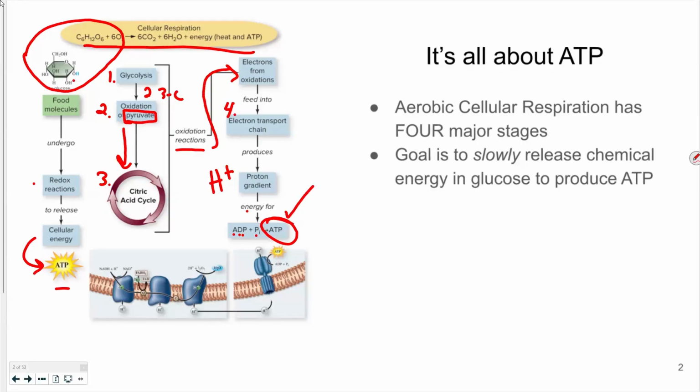It's essential that the energy that's stored in the glucose molecule is released slowly, which is why we have all these stages, and each of these stages has many steps so that we can release that energy slowly.